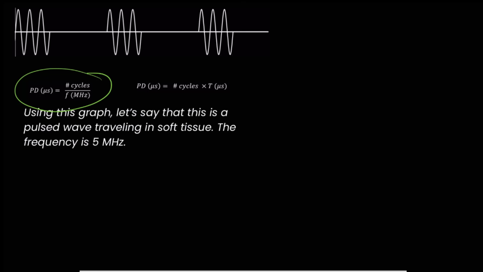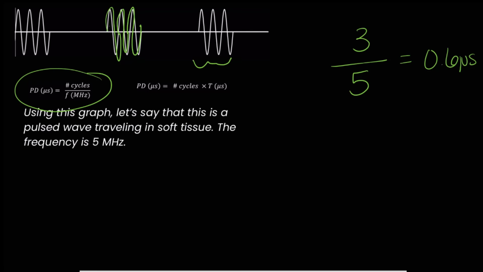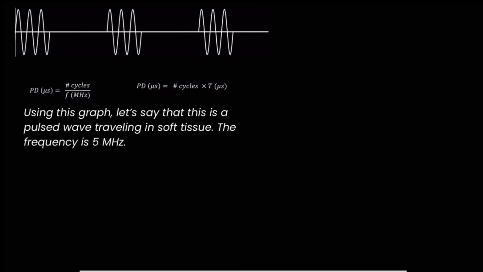When we are given a picture graph, all we need to do is count the cycles. We have 1, 2, and 3. So we have 3 cycles, and our formula says to divide it by the frequency in megahertz. The pulse duration for this graph is 3 cycles divided by 5, which gives us 0.6 microseconds. If we were to take out a stopwatch and watch this pulse go by, it would take 0.6 microseconds to do so.